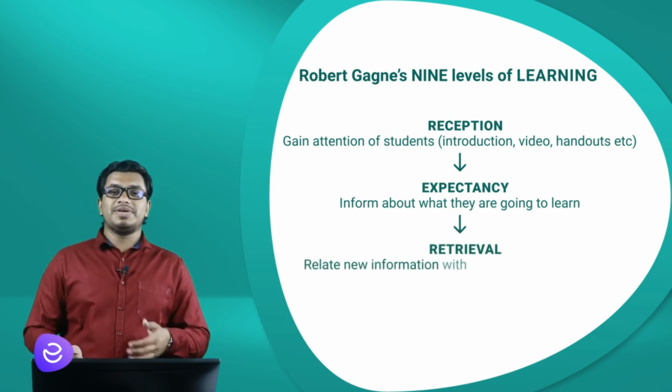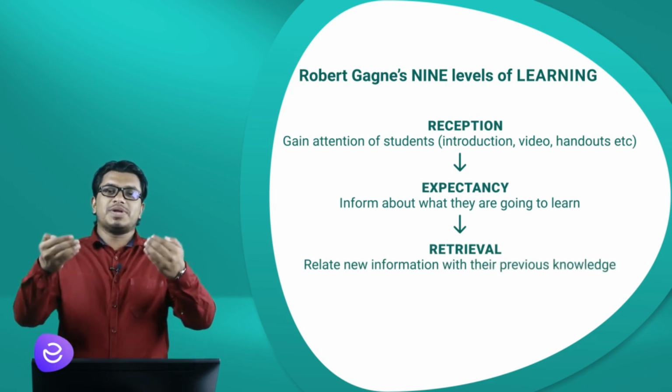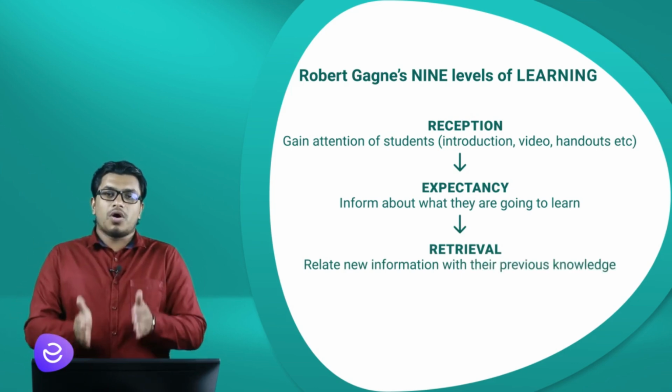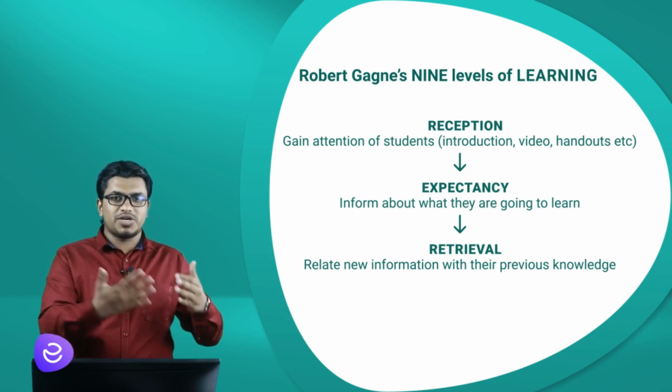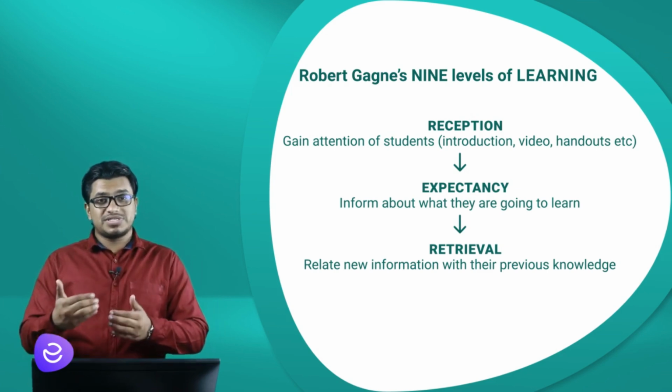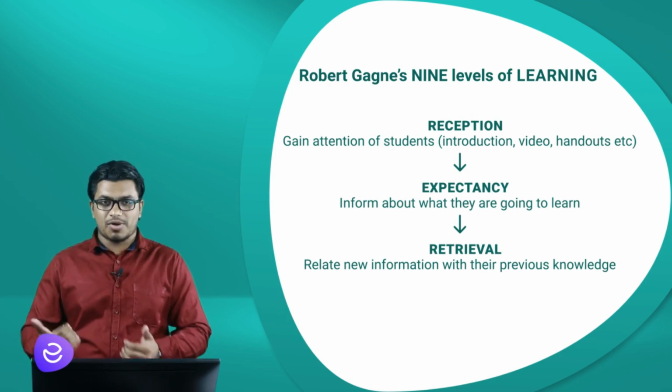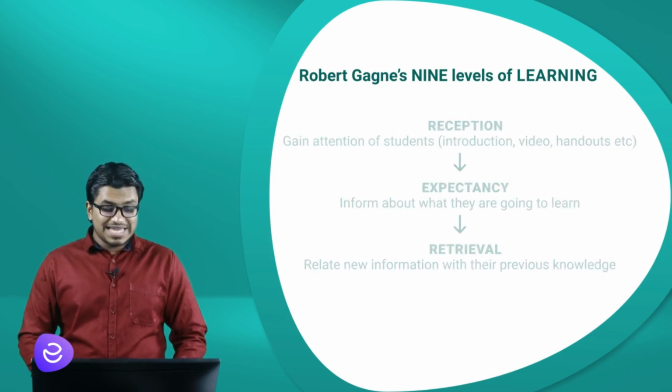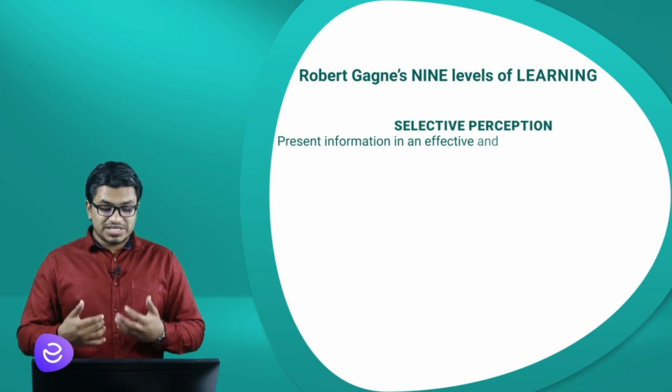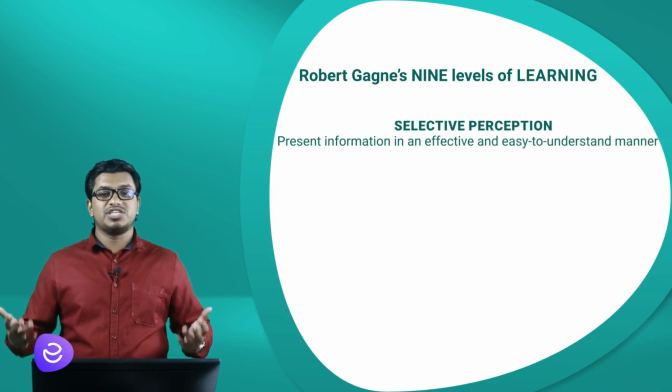Retrieval means the teacher is trying to retrieve the previous knowledge of the students. How far or how much does the student know about this particular subject? How much has the student studied in previous classes about this subject? Then comes selective perception. It means to present information in an effective and easy to understand manner.